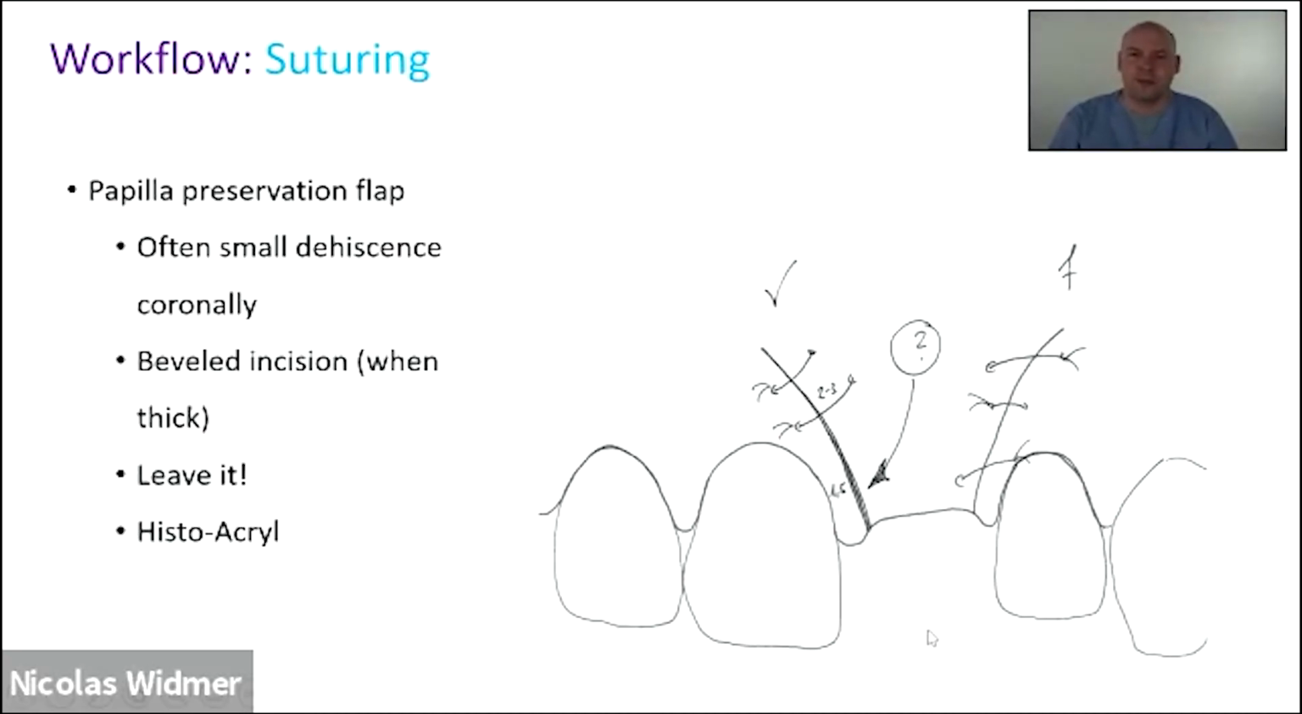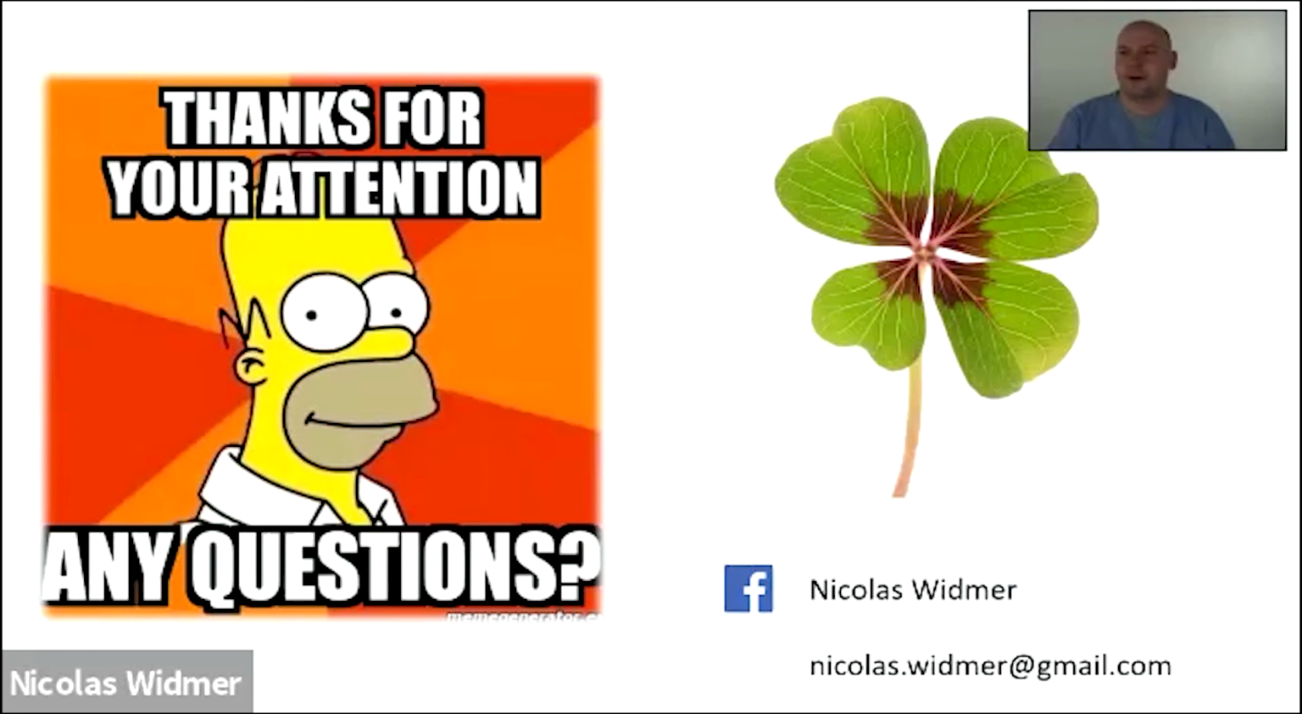One problem could be when you do a papilla preservation flap and you leave maybe 1.5 millimeters to the papilla, so that you don't have enough space to make another small tiny suture. And what works well in my hands is histoacryl. I know it's not biological, but it works. It's glue.